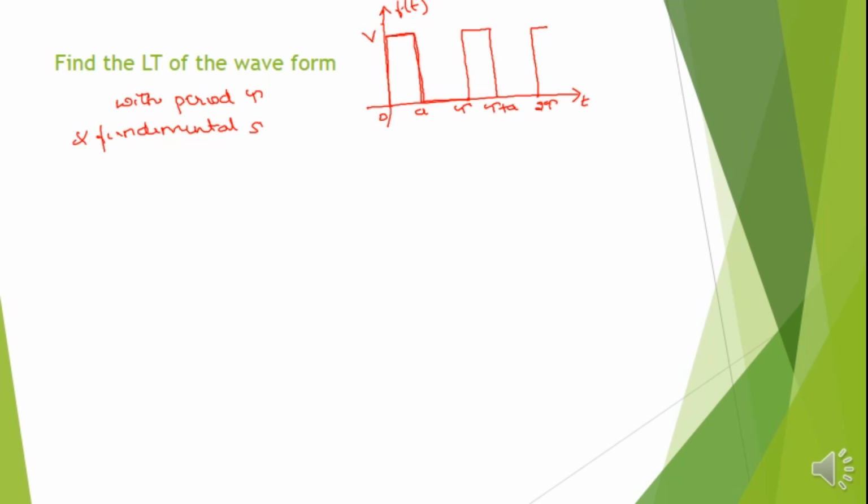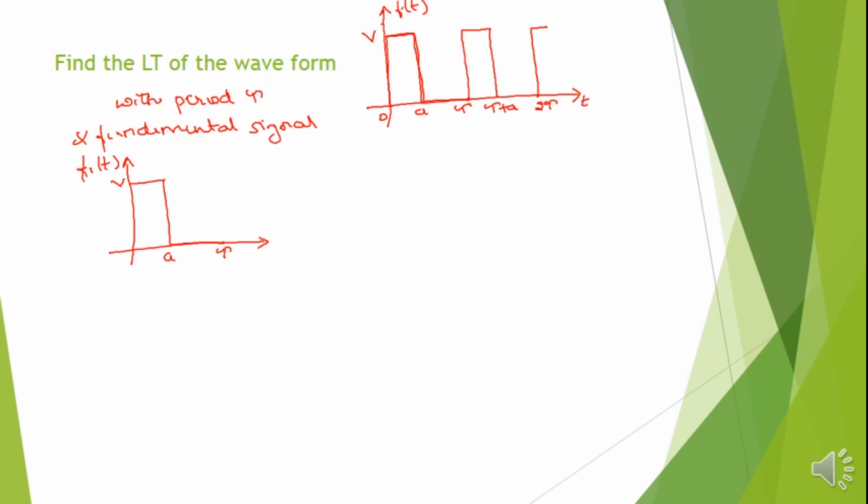signal f1 of t is A tau. This is V. So this is F1 of t. So if the signal is periodic, identify the fundamental signal and then apply the procedure to write the equation for this fundamental signal.